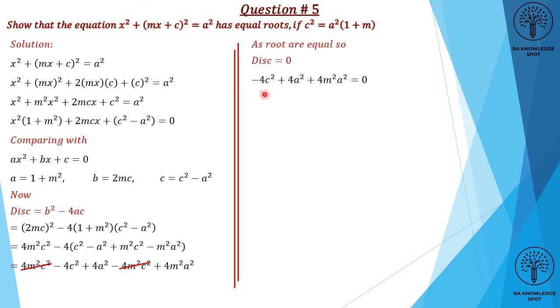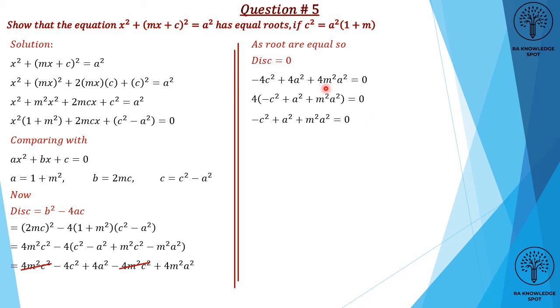Now this is the equation and it is equal to 0. You have to take common. No need to take minus common, you just take 4 common. Then minus c square will be as it is, a square will be as it is, and m square a square will be as it is. Now when you move 4 to the other side, 0 by 4 will give you 0.